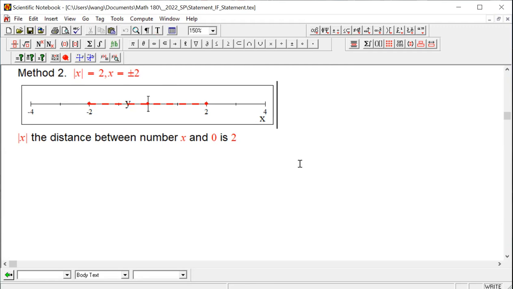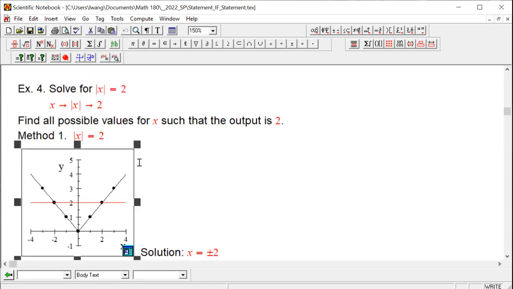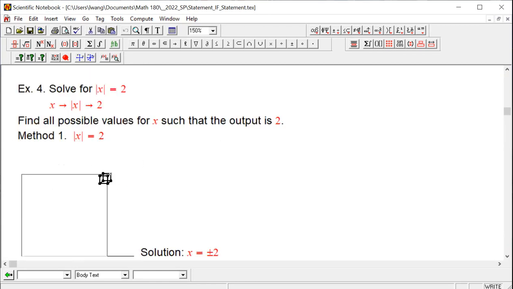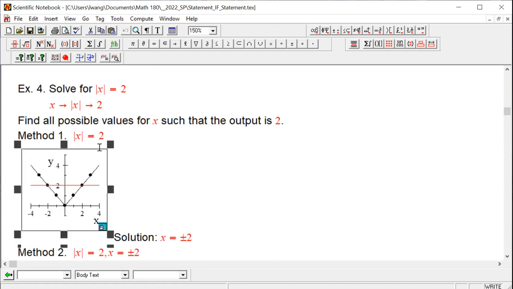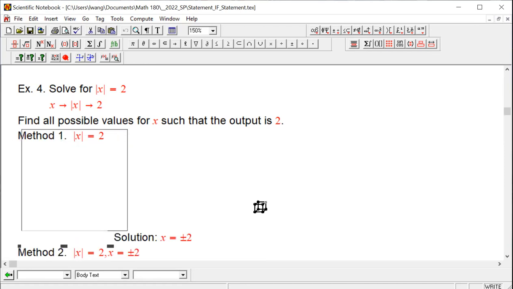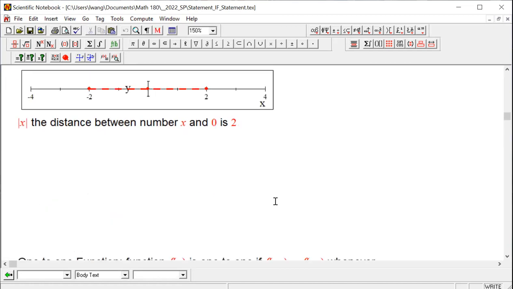Okay, so this is the second method. The second method is from the distance, so from the definition of absolute value, we just use the number line instead of using the graph. So these are the 2 typical methods. I believe the second method was more commonly taught. The first one may not have been taught as commonly, but this is from the function perspective.